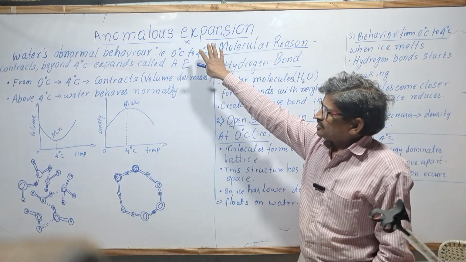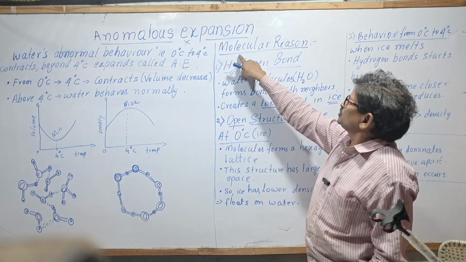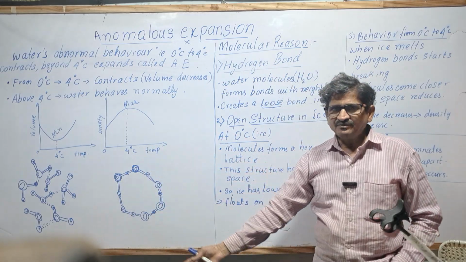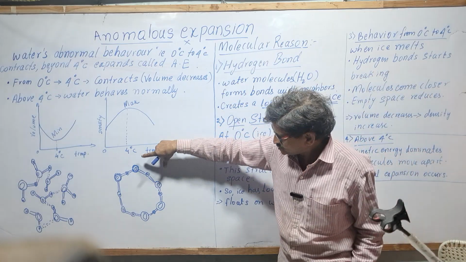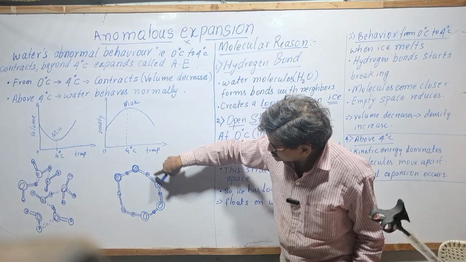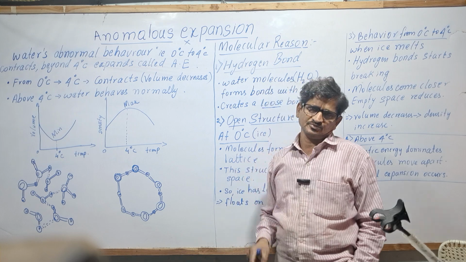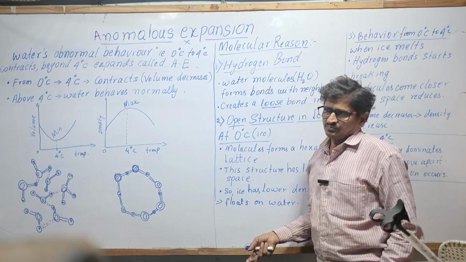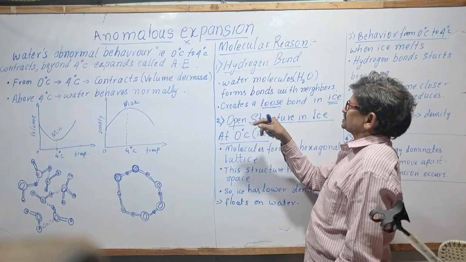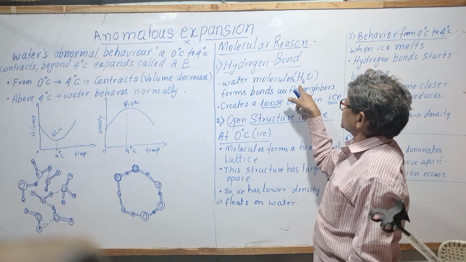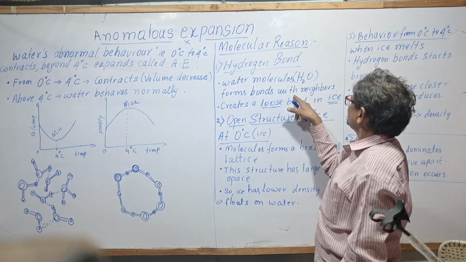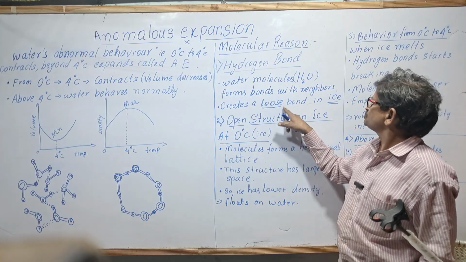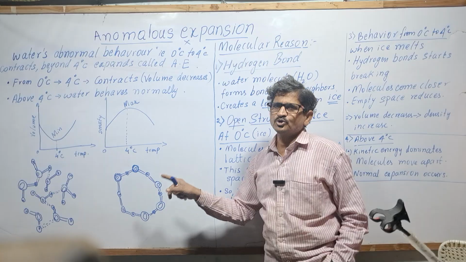So for the molecular explanation, the molecular reason is the hydrogen bond. I said already, water has hydrogen bonds. Hydrogen bond means between the oxygens, hydrogen is there. That is why it is called a hydrogen bond. Hydrogen helps in bond formation between different molecules of water. Water molecules, that is H2O, form bonds with their neighbors. That bond is called a hydrogen bond, and it creates a loose bond in ice condition.